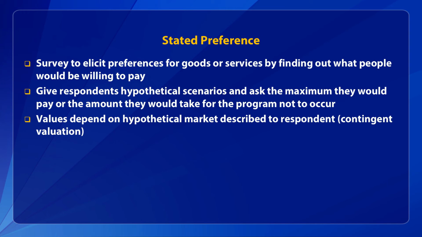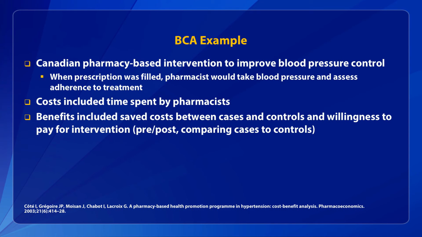Stated preference, although used extensively in valuing non-market goods in environmental health, has not been widely applied in the field of public health, particularly in the field of cardiovascular disease. Here is an example of a benefit cost analysis in the field. This is a study by Cote and colleagues who conducted a benefit cost analysis of a pharmacy-based intervention to improve blood pressure control.